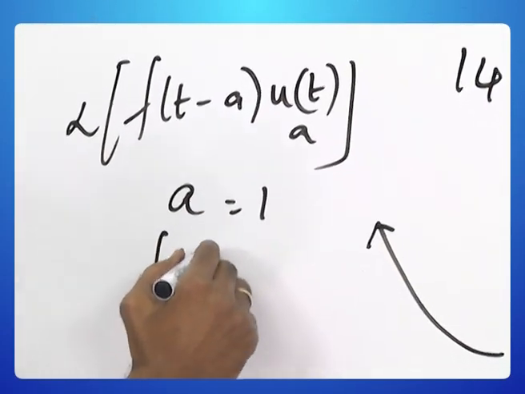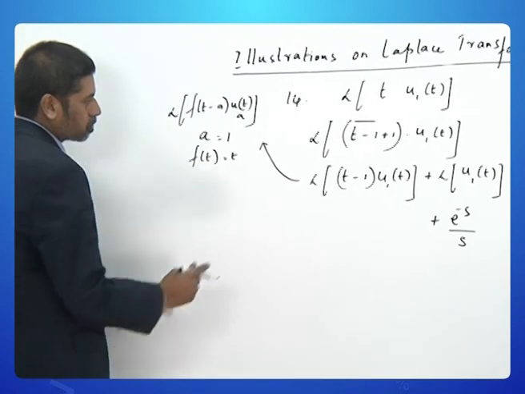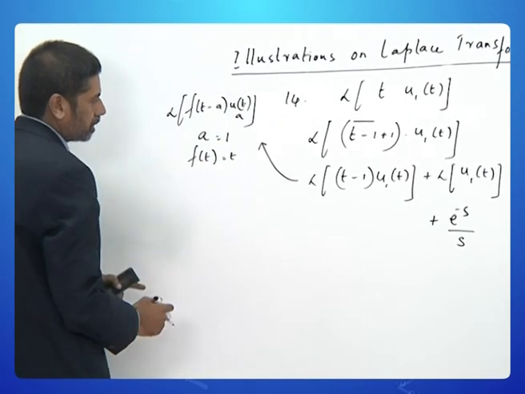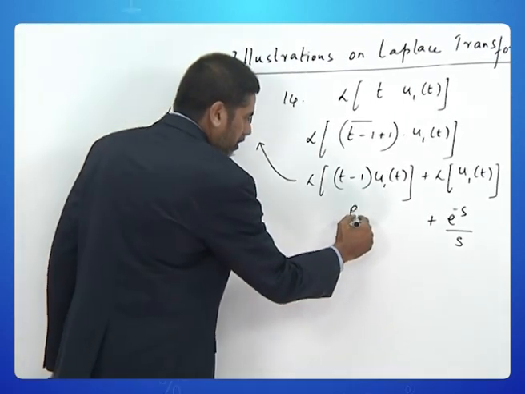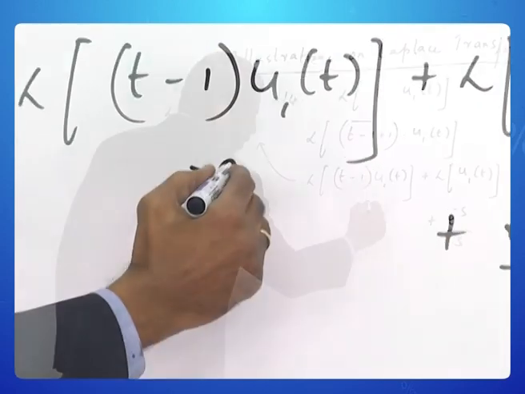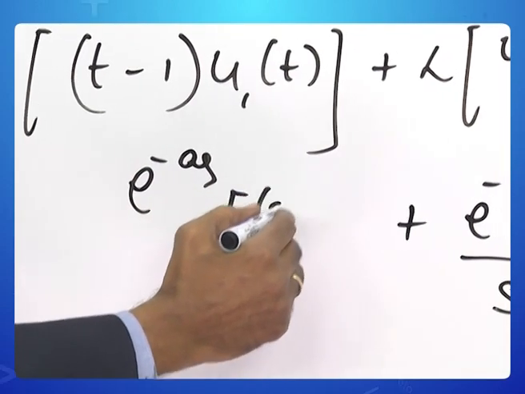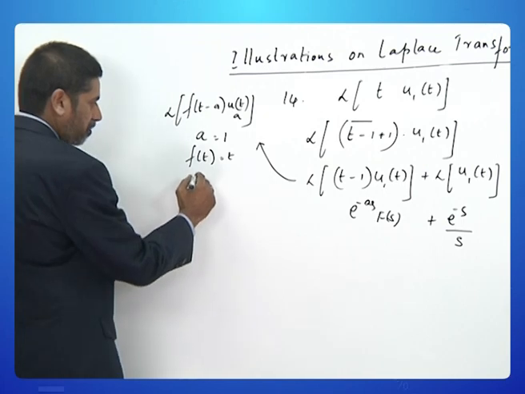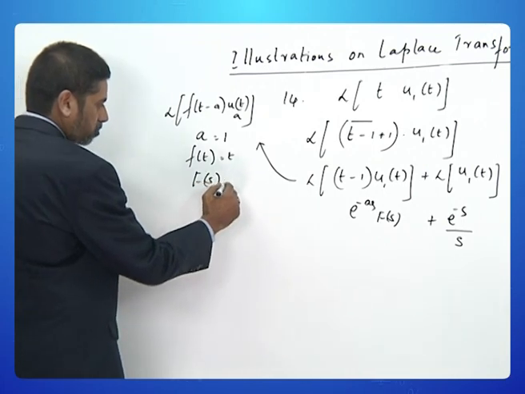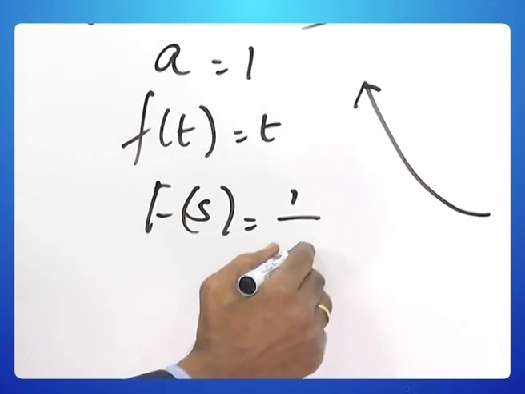And what is f of t? It is t. So what is the output of this? It is e power minus as into f of s. So what is f of s? Transform of t, which is 1 by s squared.